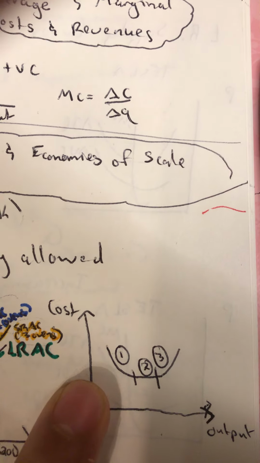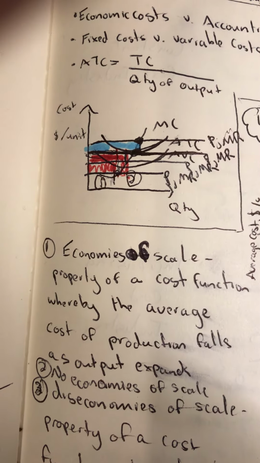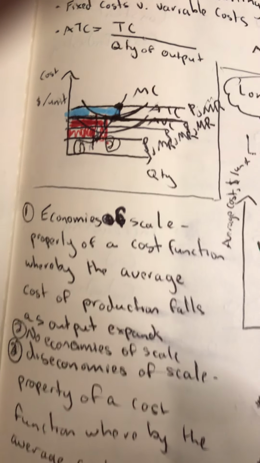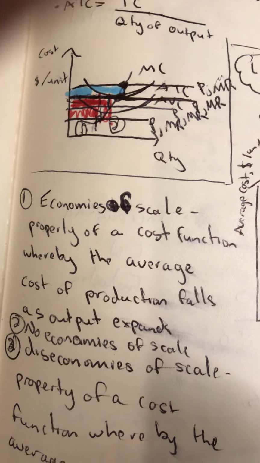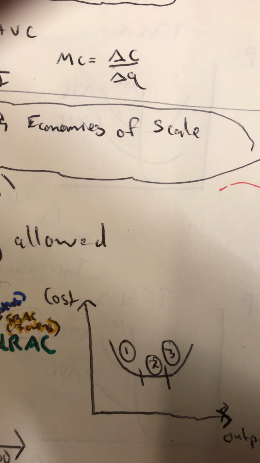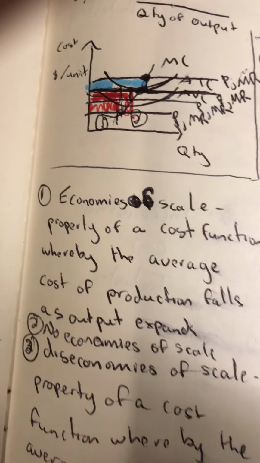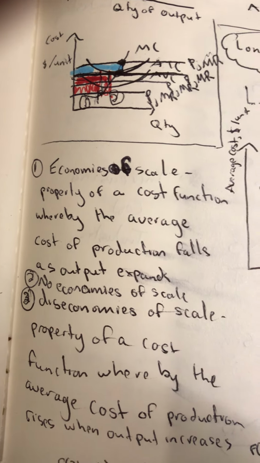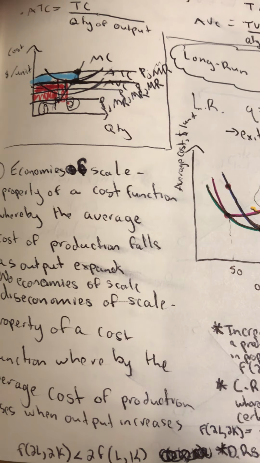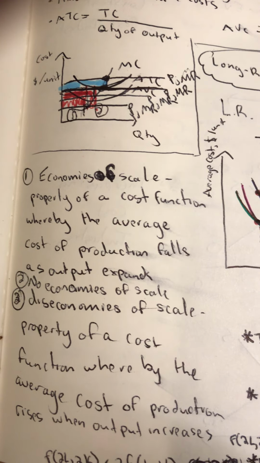probably represents economies of scale, which is the property of a cost function whereby the average cost of production falls as output expands. These are all vocabulary terms that apply to long-run cost functions. And then two, we have no economies of scale. And then at three, we have diseconomies of scale, which is a property of a cost function whereby the average cost of production rises when output increases.